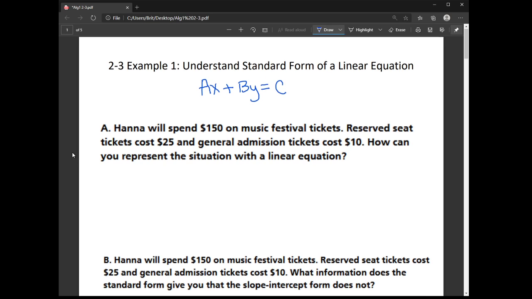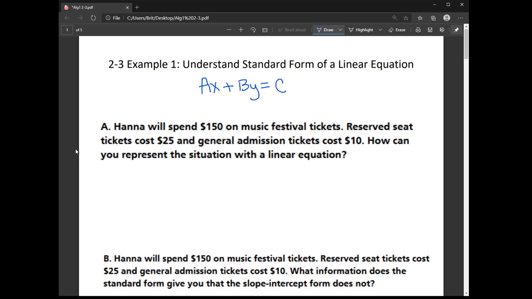So the standard form is really useful when we are attempting to budget things. So usually problems that you see with this will have some kind of maximum value that you can spend, and then you'll have cost per unit on a couple of things. So the example we're dealing with is looking at music festival tickets for a reserved seat and general admission, and then some kind of budget that this person has. And so the equation will help us to figure out how many of each ticket we could purchase.